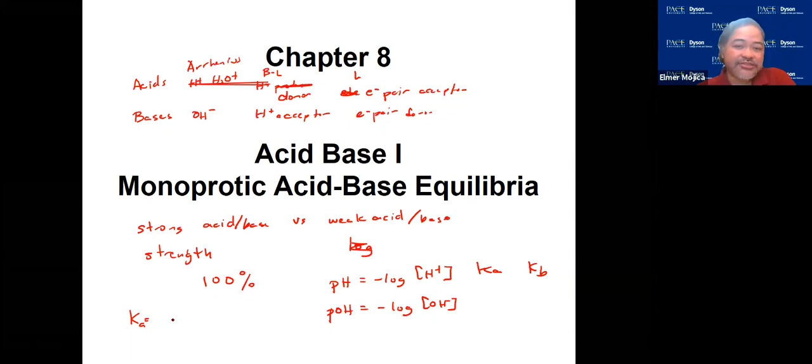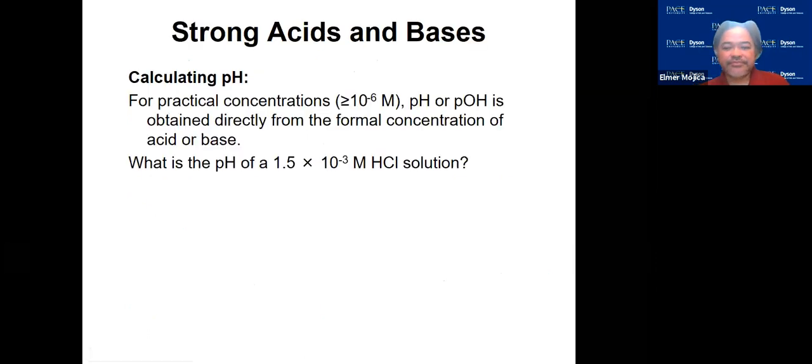If you have a weak acid or a weak base, you have a Ka or Kb, because Ka has something to do with the dissociation of the acid, and Kb with the dissociation of the base. Usually these values are small. The way you interpret them: the higher the Ka, the stronger is the weak acid; the lower the Ka, the weaker is the weak acid. So even among weak acids, you can still compare which one will dissociate more than another. Okay, let's try to have a review of this concept.